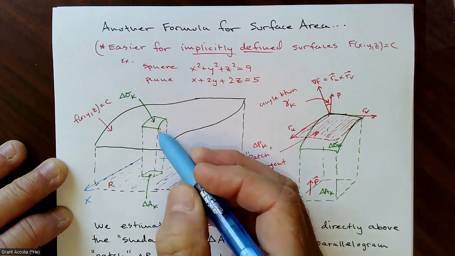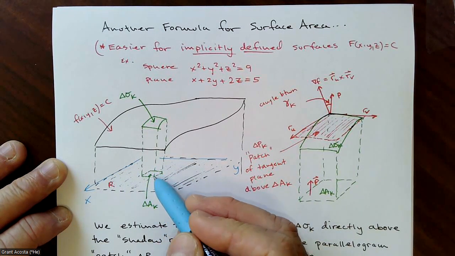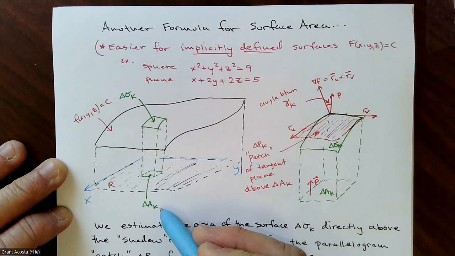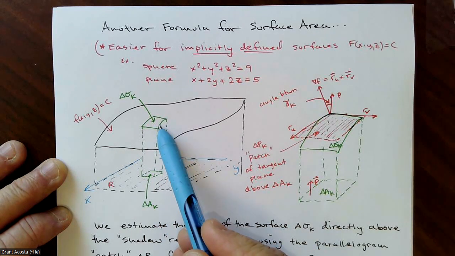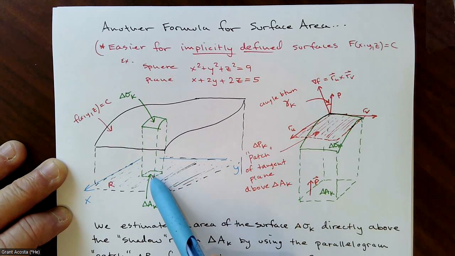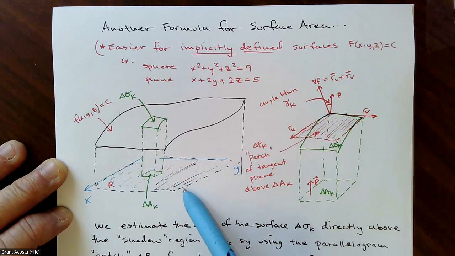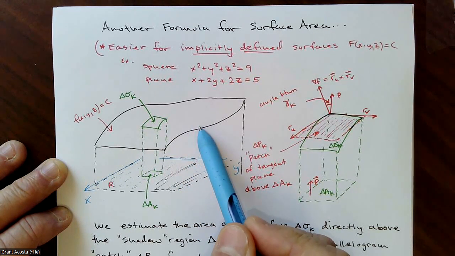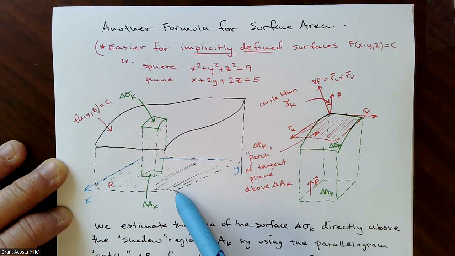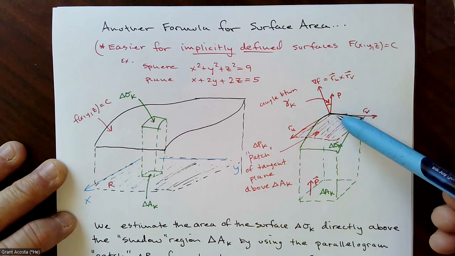So if we project that down onto the xy plane, we get a small little rectangle here, which we'll call delta A sub k. And the whole goal is we're going to try to figure out how this area relates to this area. It's probably a scaled version, this area compared to that one. And then we can just integrate over the region. Sometimes this is referred to as the shadow region of my function onto the xy plane. So how do we go about doing that?